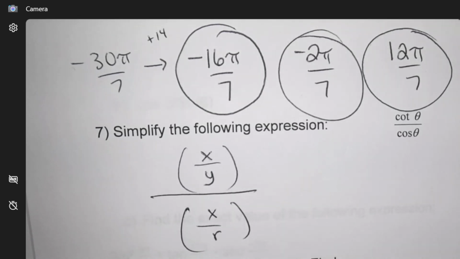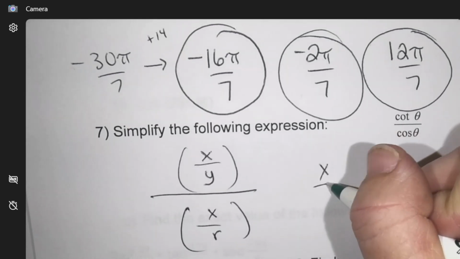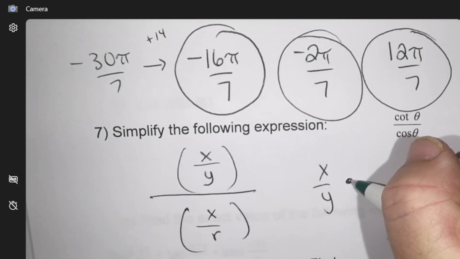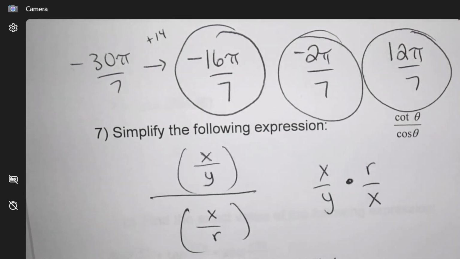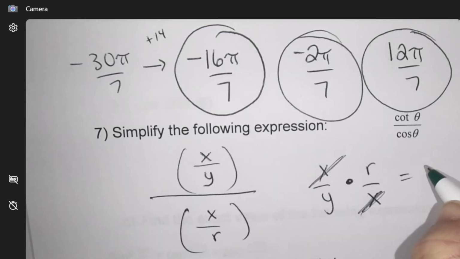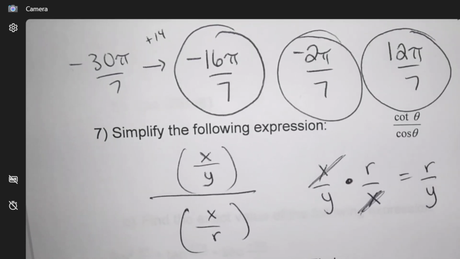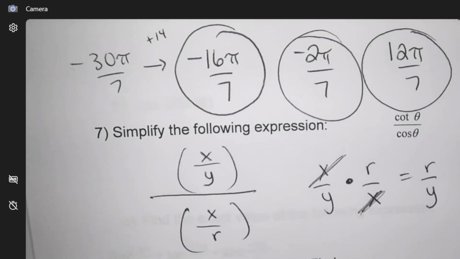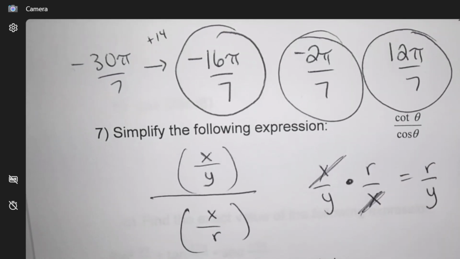Okay, two fractions. What do you do when you divide two fractions? Multiply, flip. What would happen here? Cancel, cancel. And now I'm getting an r over y ratio, which matches which one of the 6? The flip of sine. So which one's the flip of sine? Cosecant. So there's my answer.